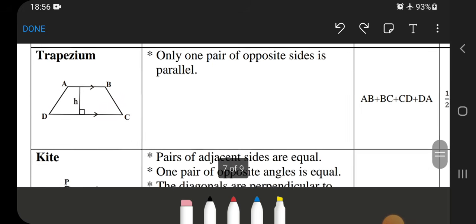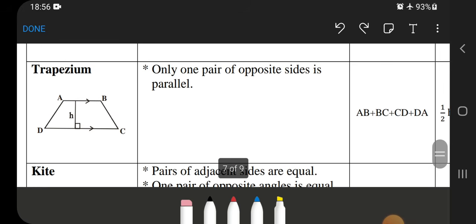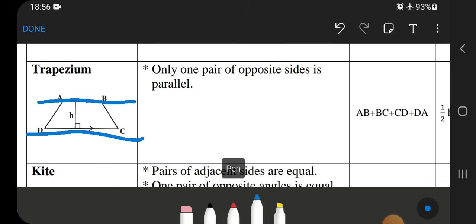Yeah. And then you're going to go to a trapezium. One pair of opposite sides is parallel, so only this side and this side are parallel. So that's all we have to know, okay, with regards to trapeziums.